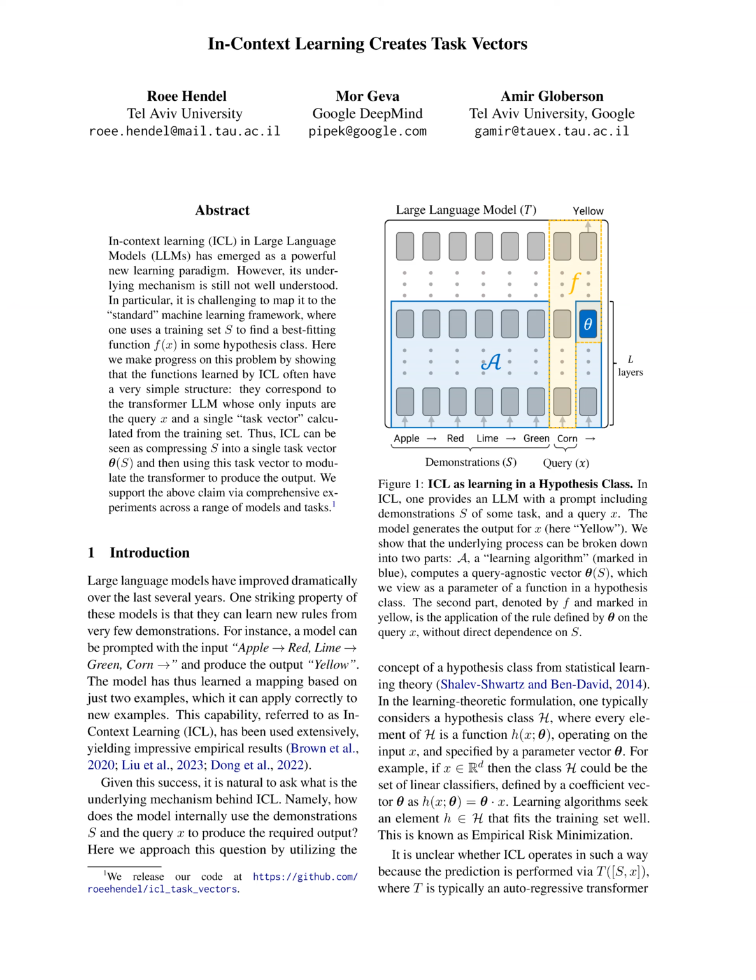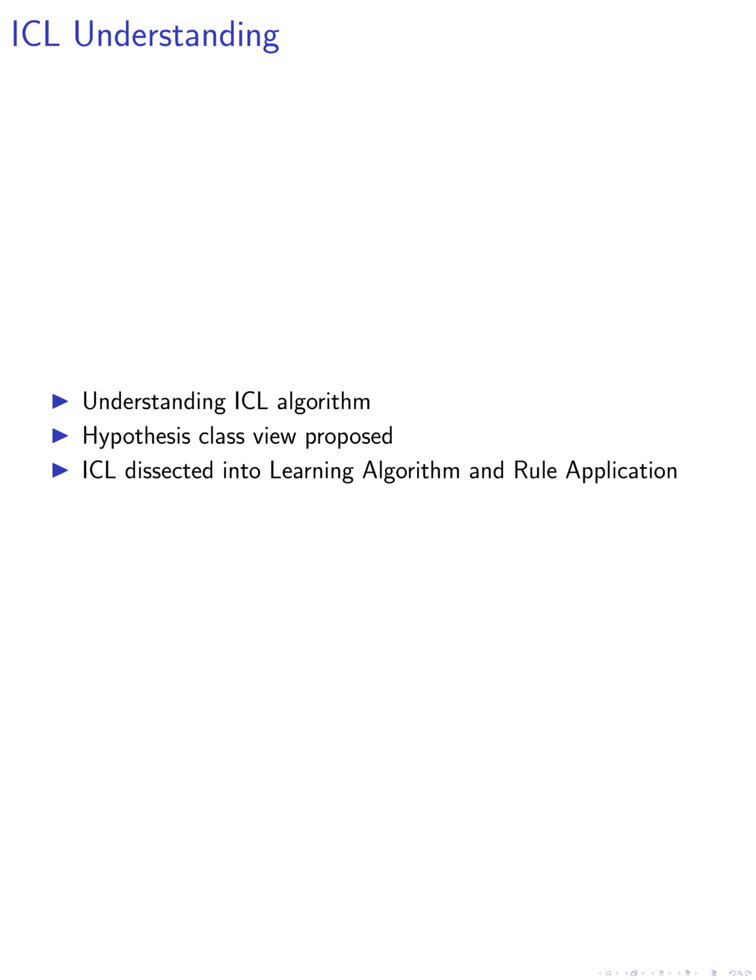In this paper, we delve into the understanding of how the Iterative Contextual Learning (ICL) algorithm maps a set of demonstrations to a function on a query. We propose a hypothesis class view of ICL, aiming to dissect the mechanism of ICL into two parts: a learning algorithm and a rule application.